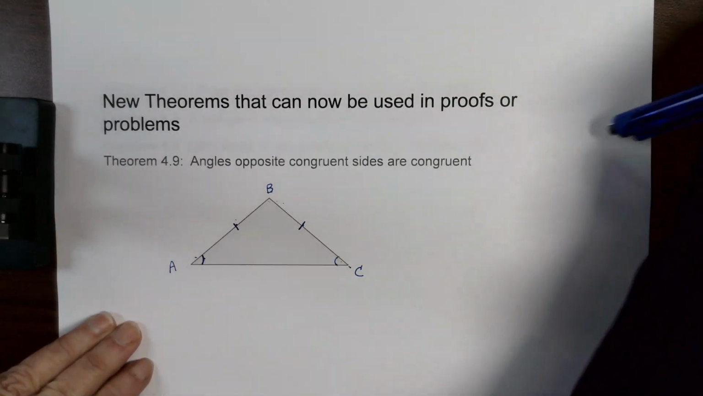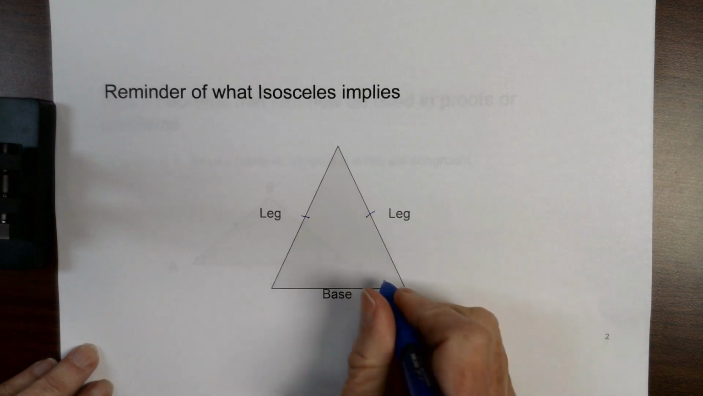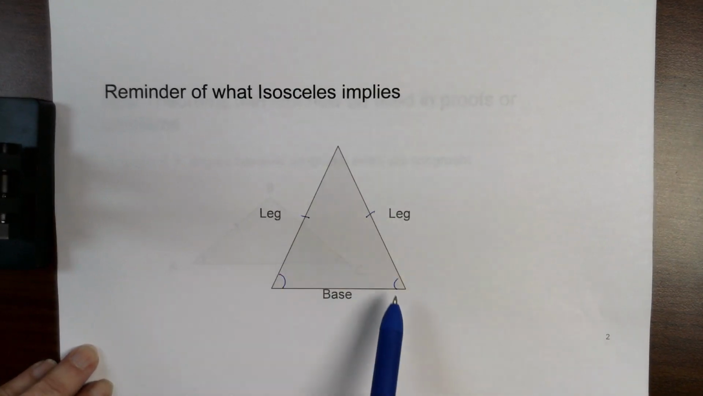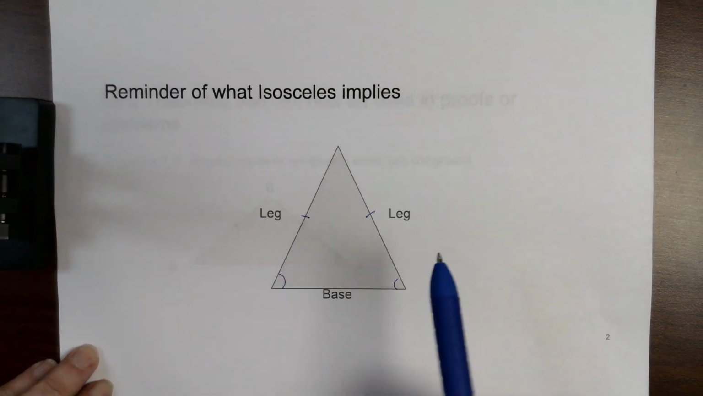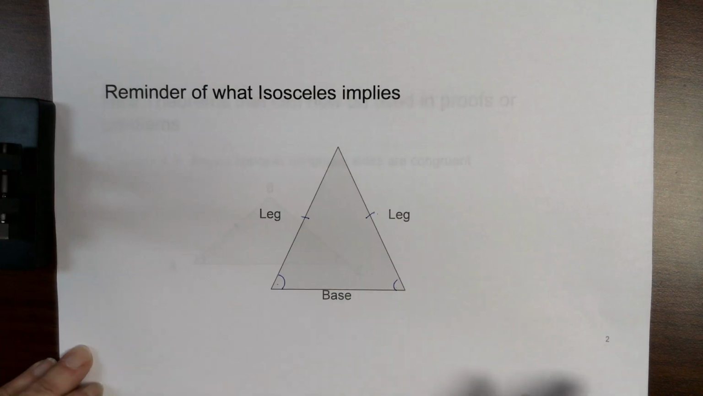So if I went back to that illustration, if I have these two legs that are congruent, then I also know that those two angles are congruent. That angle is opposite that leg, this angle is opposite that leg, so those two are congruent to each other.